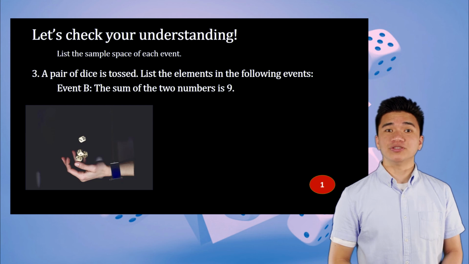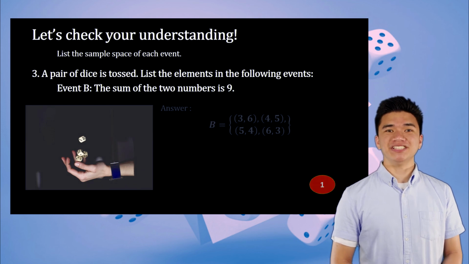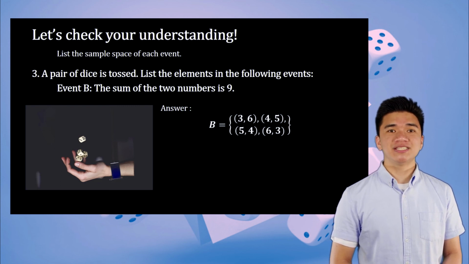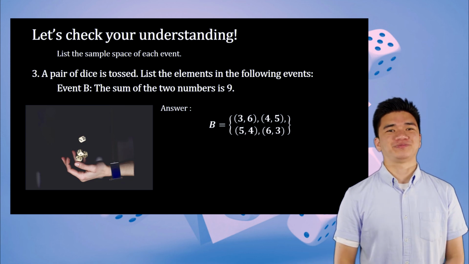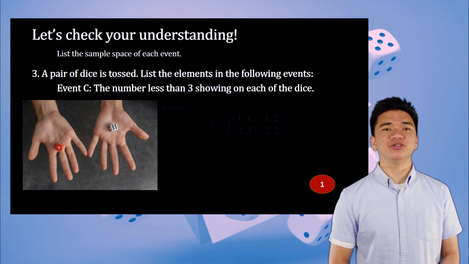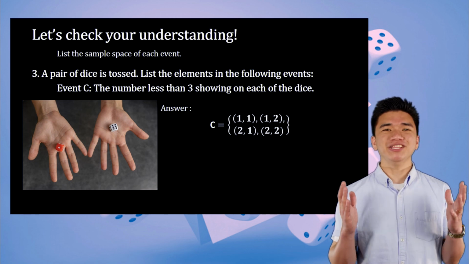Event B. The sum of the two numbers is 9. If your answer contains the following, B = {(3,6), (4,5), (5,4), (6,3)}, you have done well. Event C. A number less than 3 showing on each of the dice. If your answer contains the following, C = {(1,1), (1,2), (2,1), (2,2)}, good job! Did you get all the items right? If yes, splendid work!